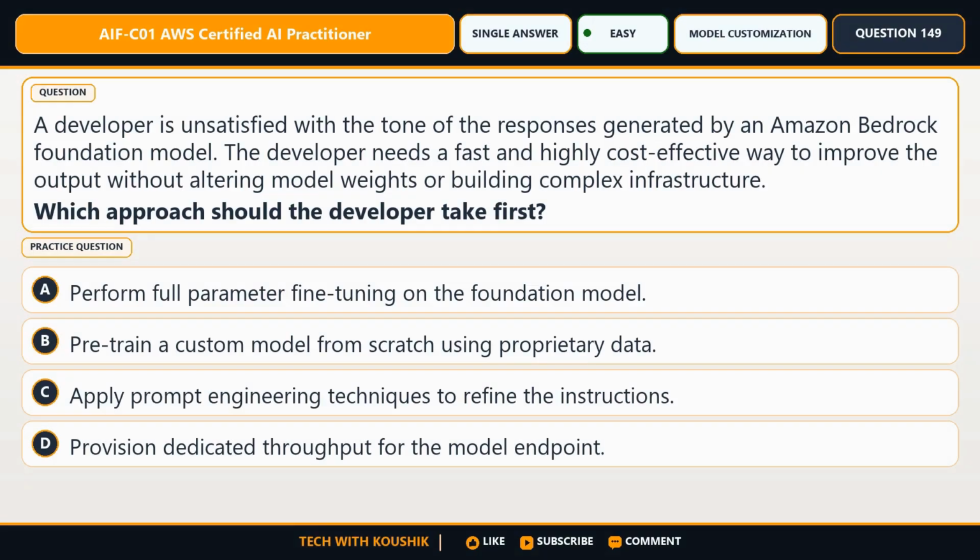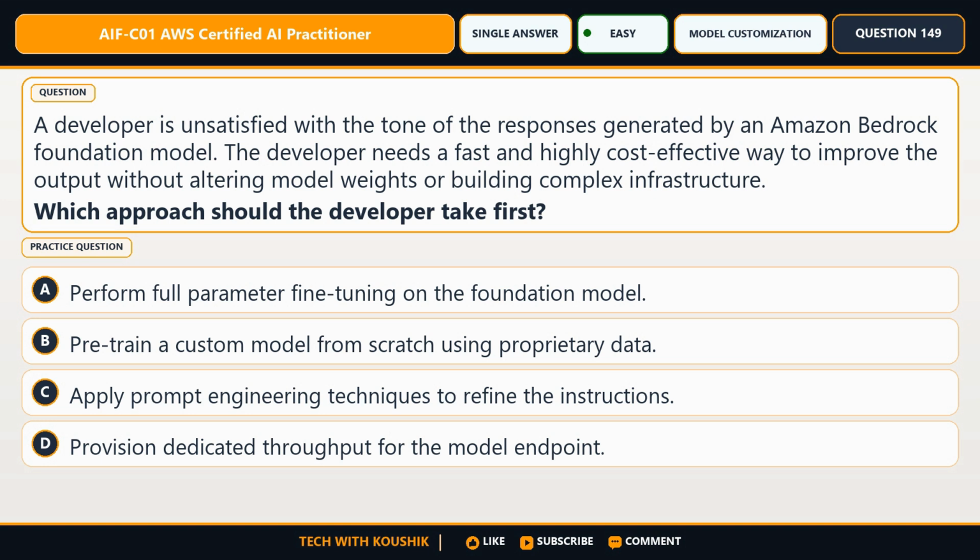Question number 149 contains an important exam distinction. This question moves us into model customization. This scenario tests whether you recognize the controlling constraint. A developer is unsatisfied with the tone of the responses generated by an Amazon Bedrock Foundation model. The developer needs a fast and highly cost-effective way to improve the output without altering model weights or building complex infrastructure. Which approach should the developer take first? Focus on which option satisfies the complete requirement.